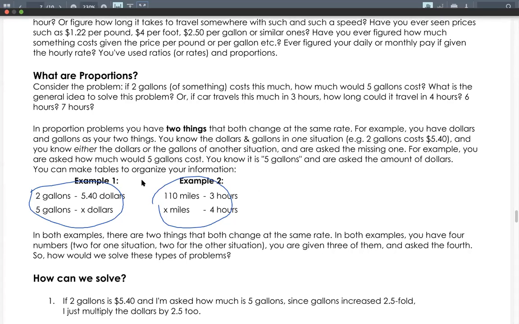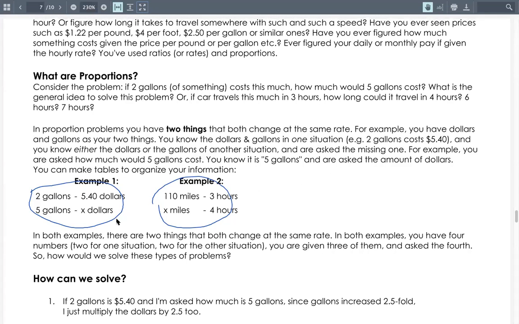So how would I set up the proportion for example number 1? I put 2 over 5 times $5.40 over X. Okay. So equals, right? You're using an equal sign, but then you're cross multiplying. Okay. Would it have been wrong for me to set it up like this? Yes, it changes the entire thing. That's it? Or no, it doesn't.